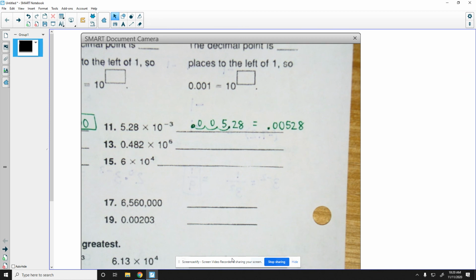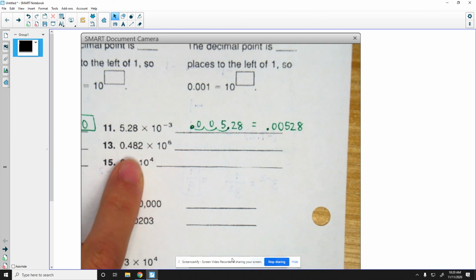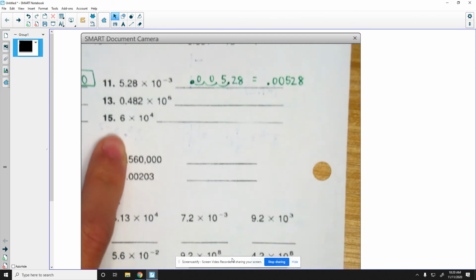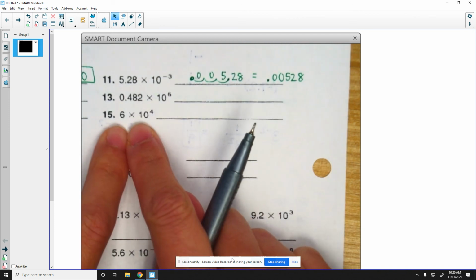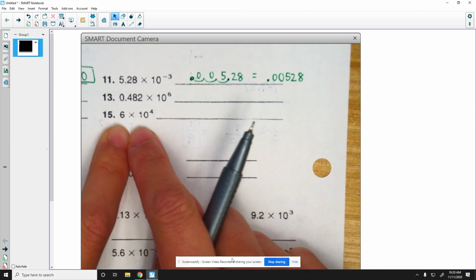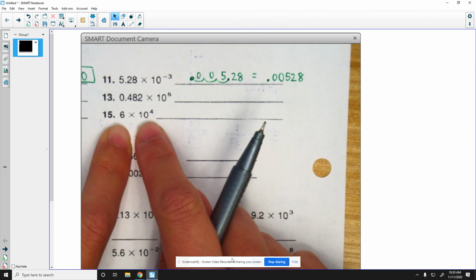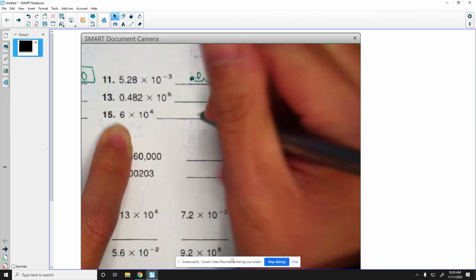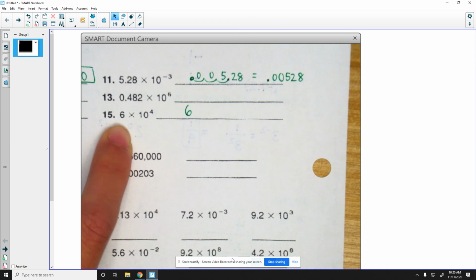Okay, what do you think? Do you think you need more practice, like 12, 13, 14, or do you think you're okay? Okay, let's try number 15, because 15 is tricky. It's not hard, but people do end up getting tricked. I know I have to draw 4 loops. I know I have to go forward. I know I start with 6, but I don't see a decimal in this problem, so I don't know where my decimal is. And this is where kids get tricked.